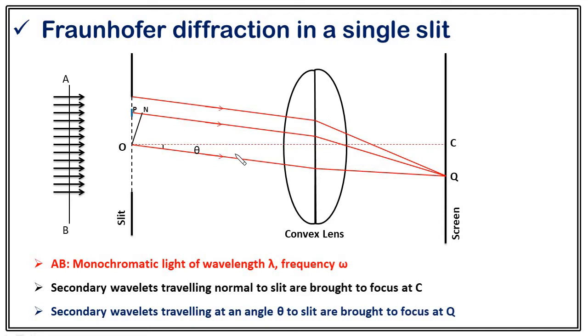Now to proceed further, we need to calculate the path difference between the light coming from point O and the light coming from point P. Let's suppose this is the light coming from point O and this is the light coming from point P, and this point P belongs to a diffracting element. Let's consider a very small diffracting element dx. So this P is situated in that element dx. Okay, so this is our initial setup and schematic diagram.